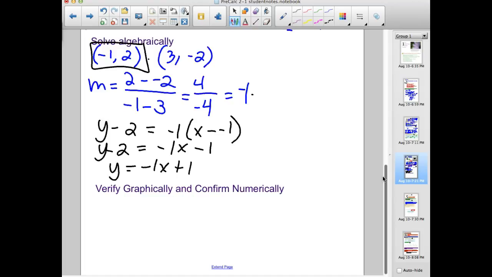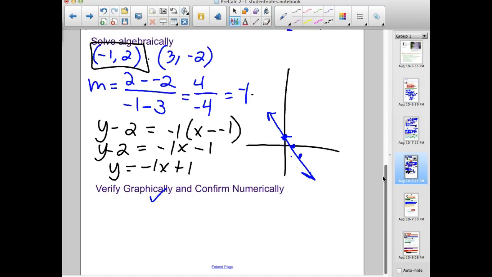Would that be a slanted line? Yes. Describe it for me. It starts at 1, has a slope of, so down 1 over 1. So it is a linear function. We verified it graphically. Confirming it numerically would just mean check your points. Do they work in the equation?